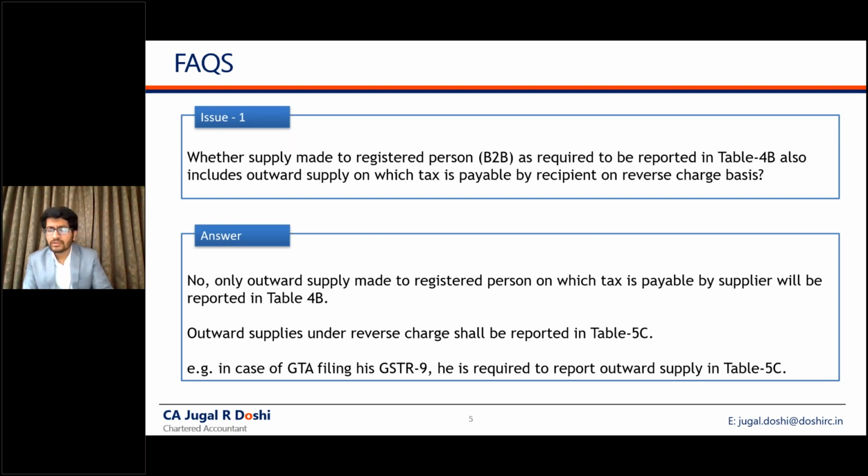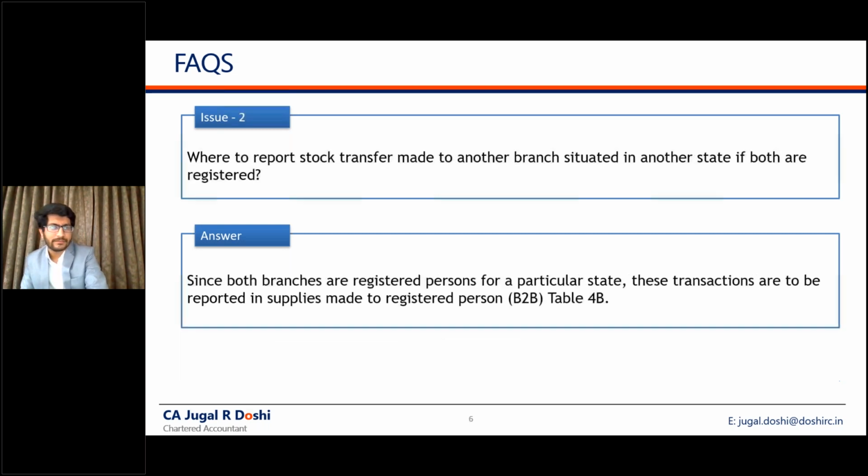Should this amount be reported in table 4B? Answer is no. Only outward supply transactions on which tax is payable should be reported in table 4B. This is my outward supply transaction on which tax is not to be paid, and hence there is a separate table 5C in which the same is to be reported.